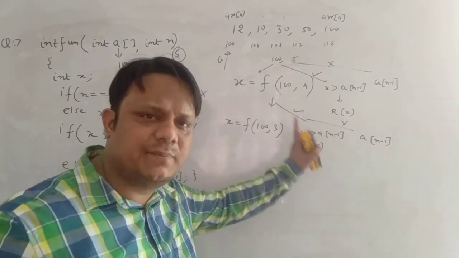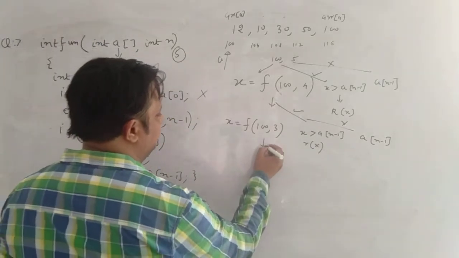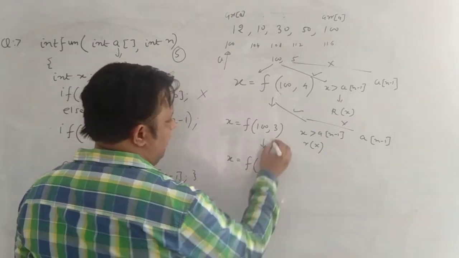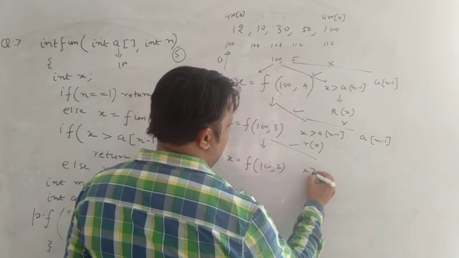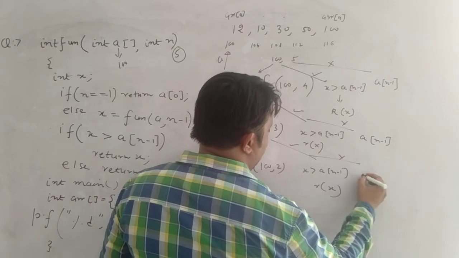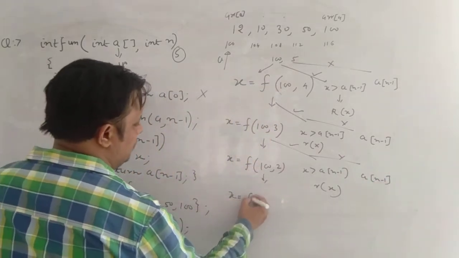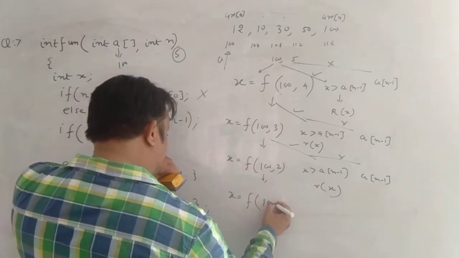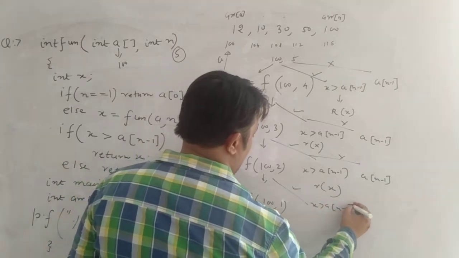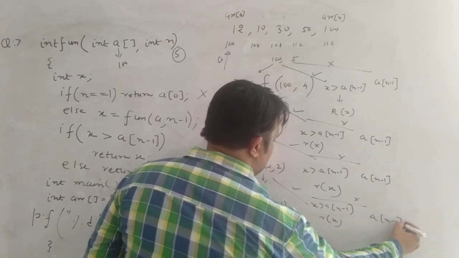Just, for the sake of simplicity, I am writing it so that it will be easier for you to understand. Now when you call this function, your x is 100 comma 2, right? And if x is greater than a n minus 1 is true, you are returning x, and if it is false, you are returning a n minus 1. Now when you call this function, x is equal to f 100 comma 1, and again if the statement x greater than a n minus 1 is true, you are returning x. If it is false, you are returning a n minus 1, right?